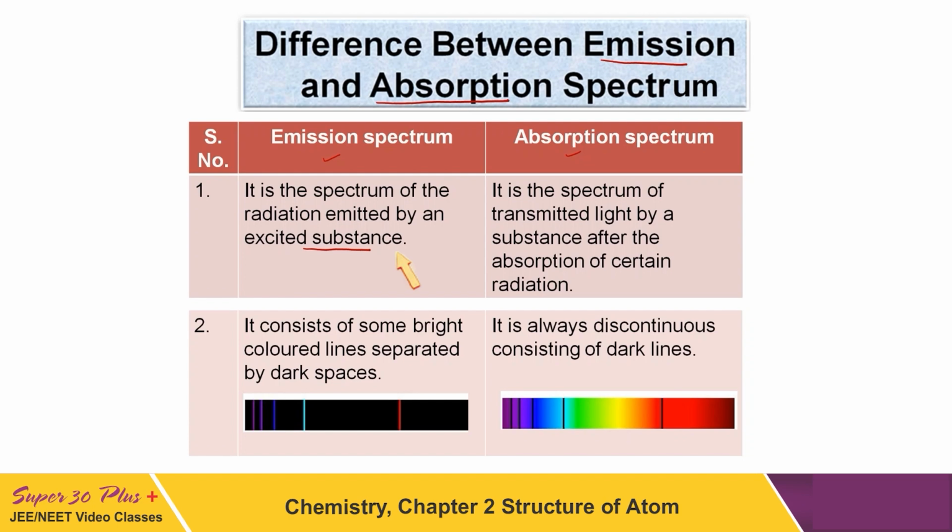And absorption spectrum is the spectrum of the transmitted light by the substance after the absorption of certain radiation. When any substance absorbs the radiation, it results in the absorption spectrum. And emission spectrum is found when there is an emission of some waves. Emission spectrum is represented by bright colored lines. While in the absorption spectrum you will see some dark lines. Dark lines mean absence of photon, and absence of photon represents absorption. Bright line means presence of photon, and presence means emission.